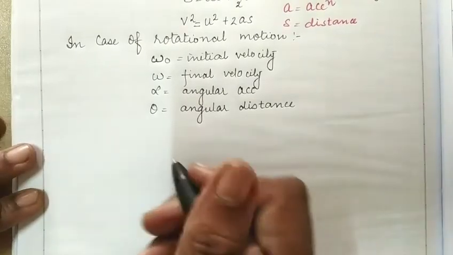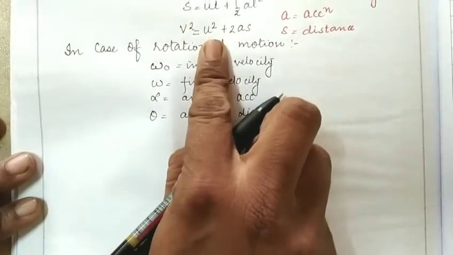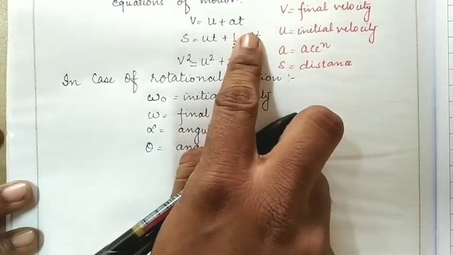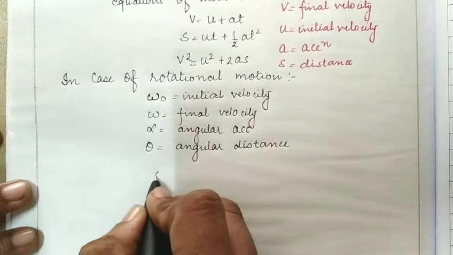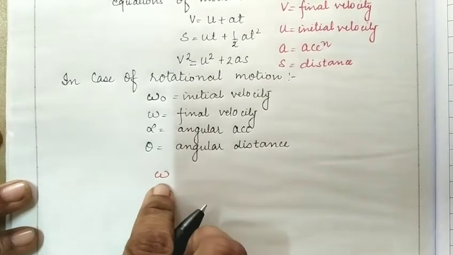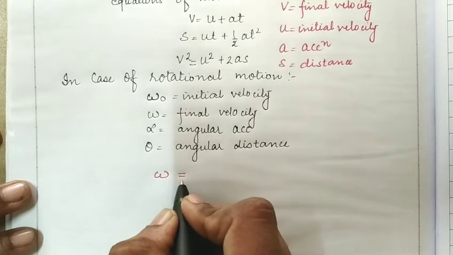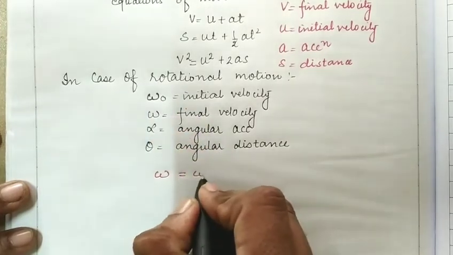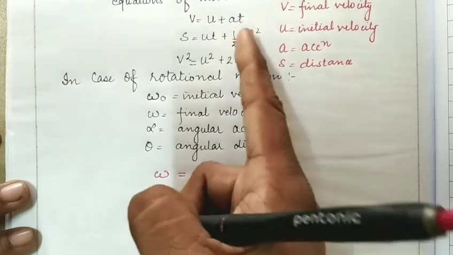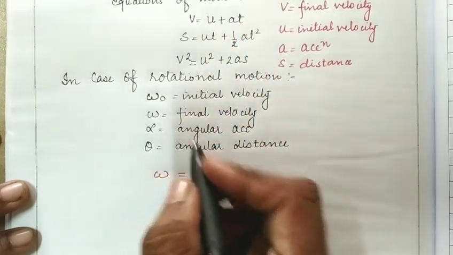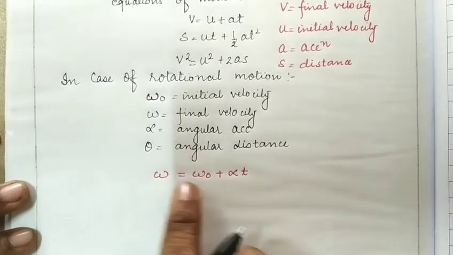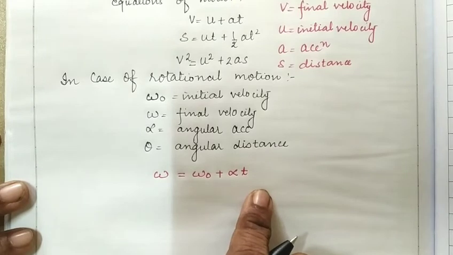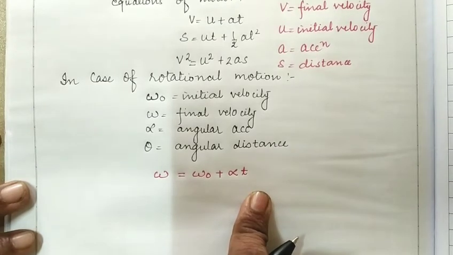So in case of rotationary motion, we can give the equations of motion as follows. Here v is equals to u plus at, where the final velocity is v, so here the final velocity is omega. So the first equation of motion is omega is equals to the initial velocity omega naught plus the product of angular acceleration alpha and time t. So omega is equals to omega naught plus alpha t is the first equation of motion when a body possesses angular rotational motion.